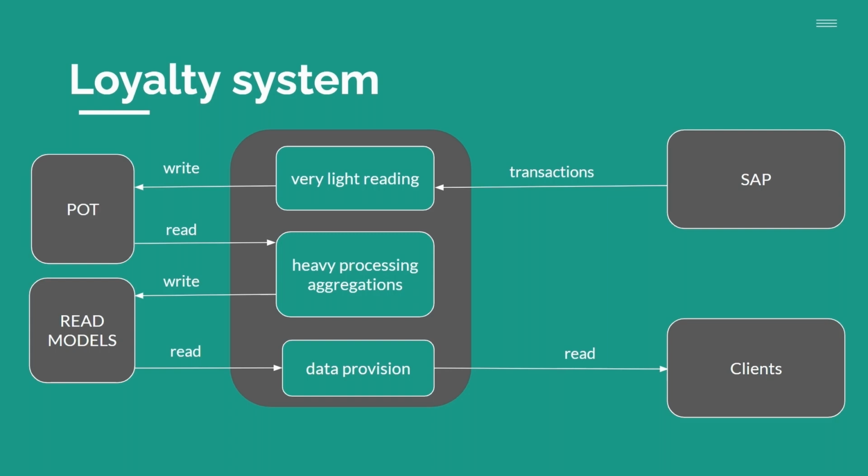So if any client came to us asking for information about this person, we weren't aggregating on the spot. We just had the information already, and we just sent the result. So it was divided. This is just reading. We store it, then we process it, and after that we have the result prepared for our clients.